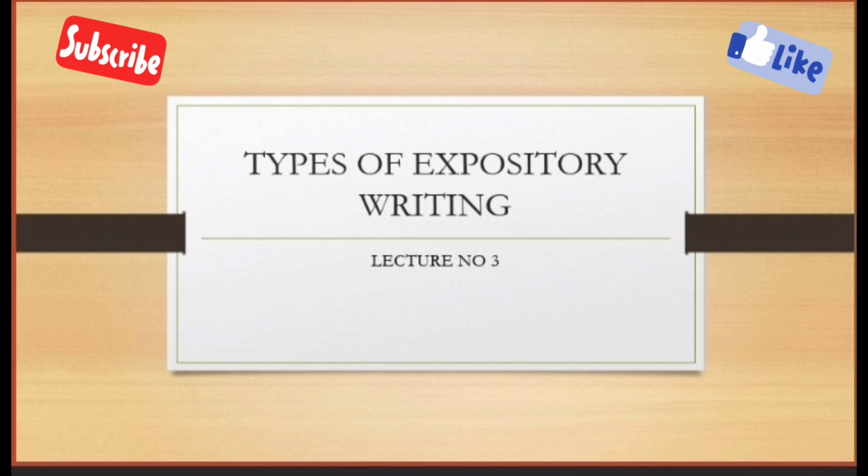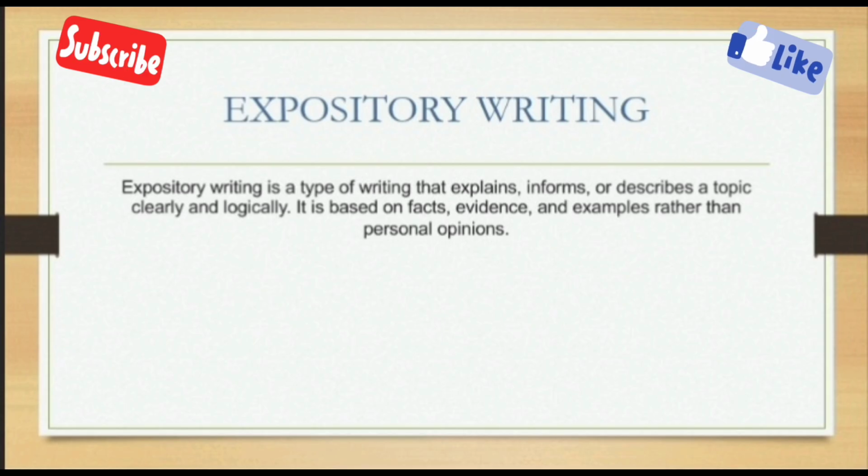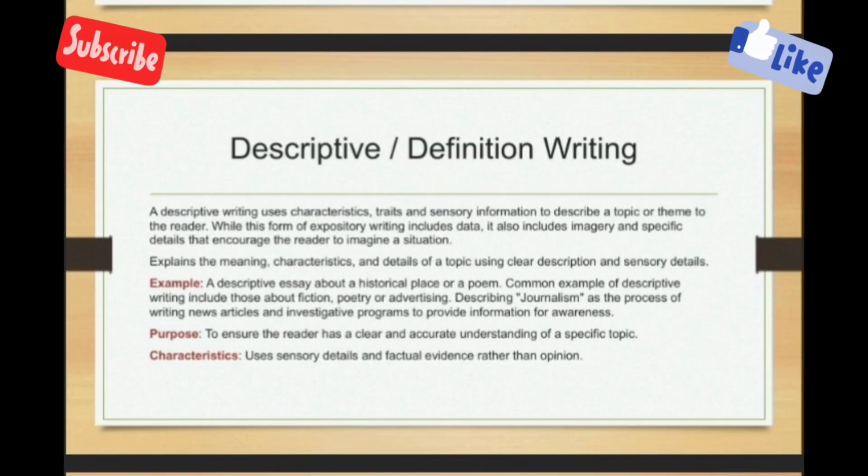Today we will discuss lecture number 3, that is types of expository writing. First, we have to know what is expository writing. Expository writing is a type of writing that explains, informs, or describes a topic clearly and logically. It is based on facts, evidence, and examples rather than personal opinions. Now, come to the types of expository writing.